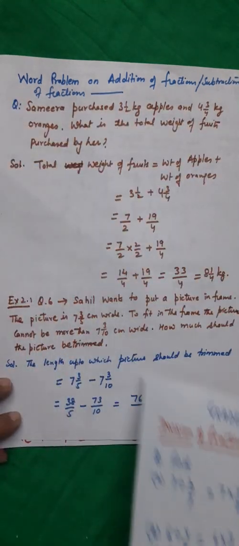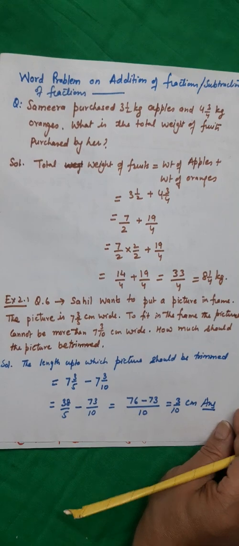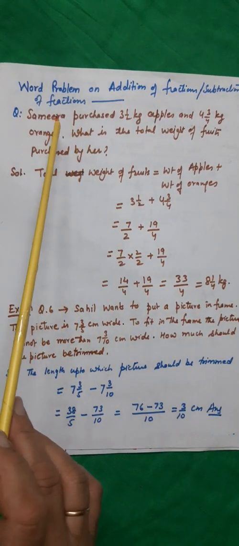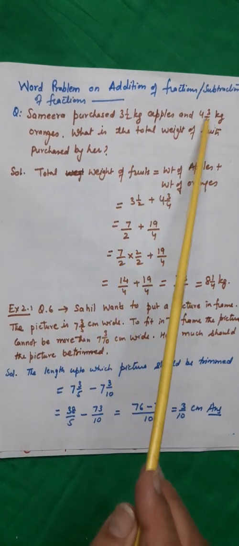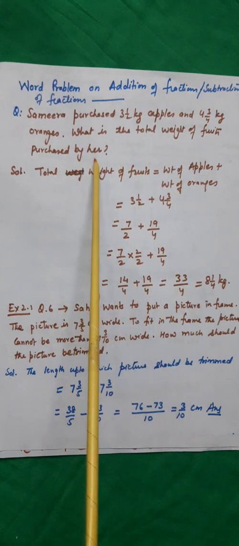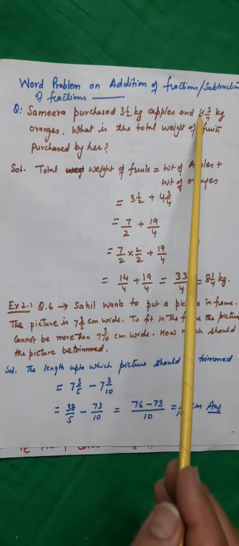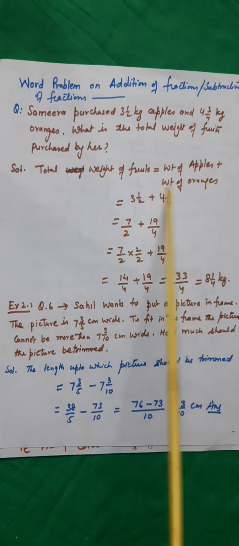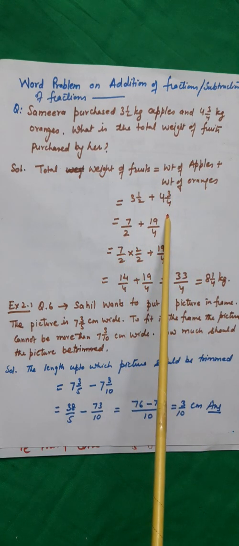Now let us discuss some word problems based on addition and subtraction of fractions. First question that we have chosen is, Samira purchased 3.5 kg apples and 4 3 by 4 kg oranges. What is the total weight of the fruits purchased by her? Total weight of the fruits obviously will be the sum of these two weights. So that will be weight of apples plus weight of oranges, which is 3.5 plus 4 3 by 4.